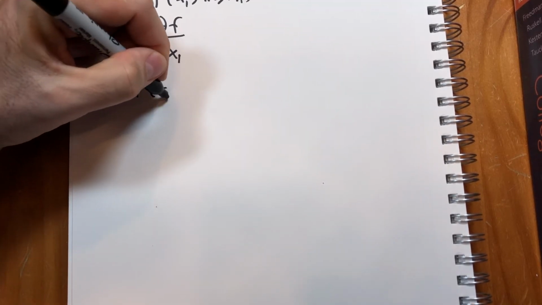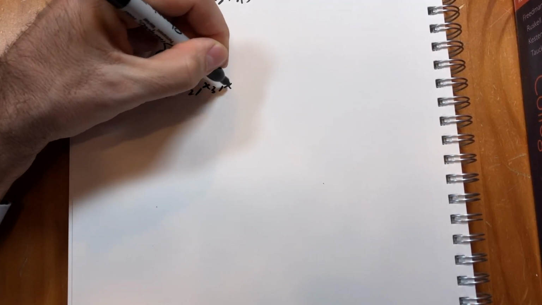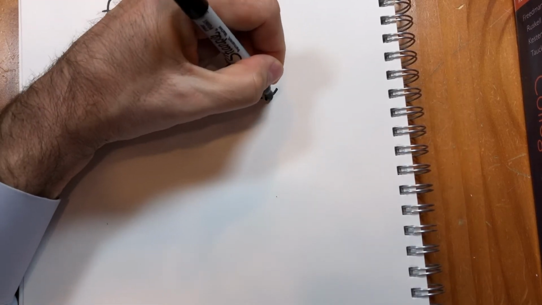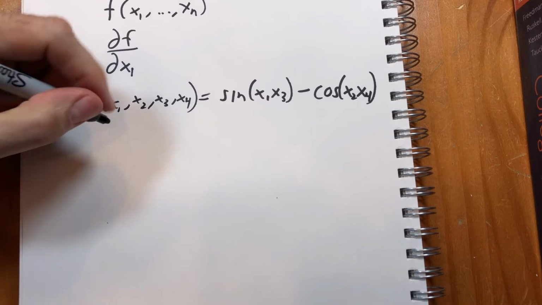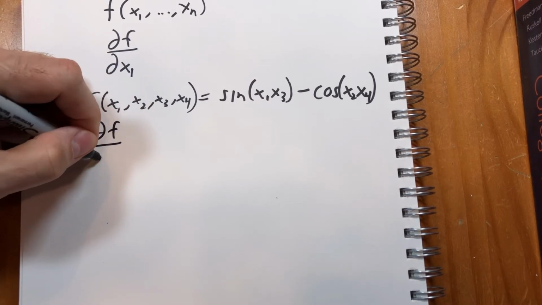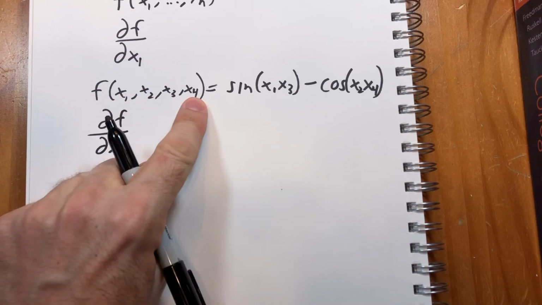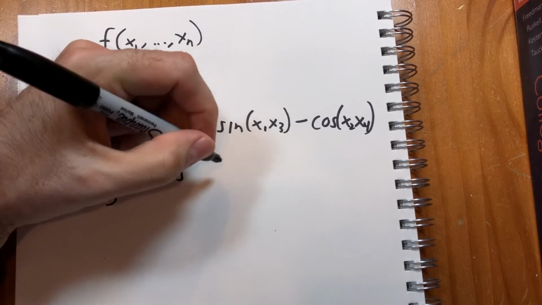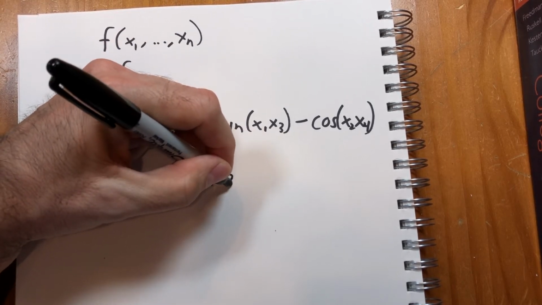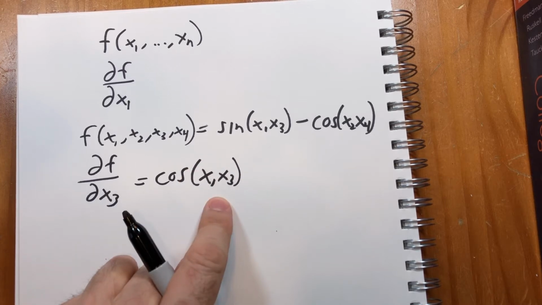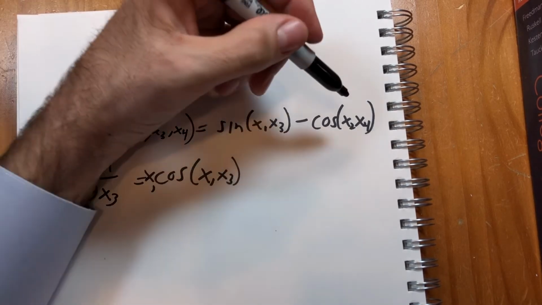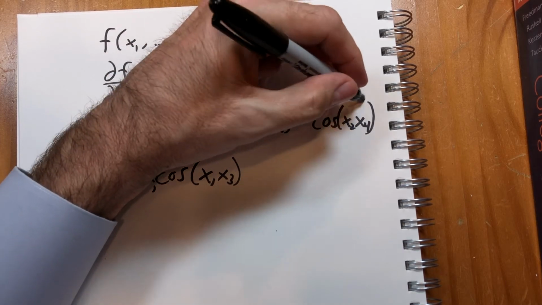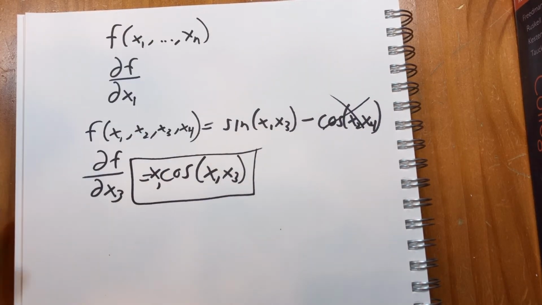If we're taking the partial derivative of a function of more variables, it works the same way. For example, if we had f of x1, x2, x3, x4 equals sine x1 x3 minus cosine x2 x4, and we want to find the derivative of f with respect to x3, what are we going to do? We hold x1, x2, and x4 constant. Here we just use the chain rule. The first part would be cosine x1 x3 times the derivative of what's inside, which is just x1. Now x2 and x4 are both constant, so that part is just going to be 0 again. So that's the answer. Good.